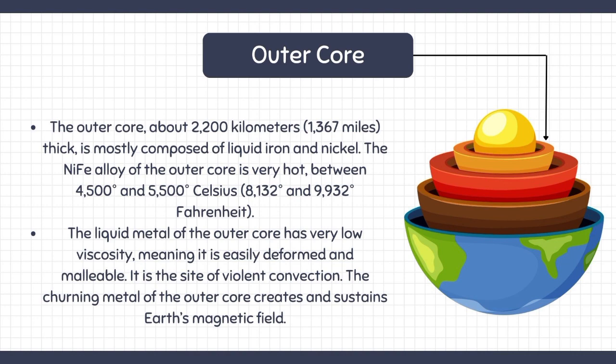It is the site of violent convection. The churning metal of the outer core creates and sustains Earth's magnetic field.